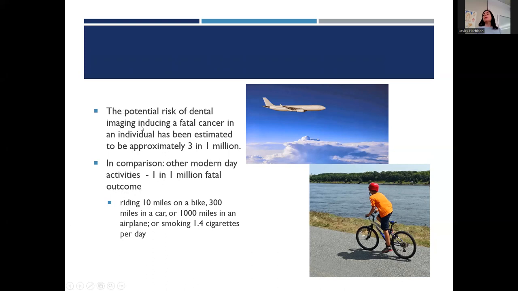The potential risk of dental imaging. So here's the risk that someone was asking about. You were asking about whether you can get cancer. The risk of inducing fatal cancer in an individual has been estimated to be approximately 3 in 1 million. You might go, oh my gosh, there's even a risk that we could induce fatal cancer? But in comparison, other modern day activities have an even higher chance, 1 in 1 million, if you ride your bike for 10 miles, drive in a car for 300 miles, ride in a plane for 1,000 miles, or smoke one and a half cigarettes per day, roughly. All of those things have a higher risk than taking a dental x-ray, and people gladly do all of it. So it gives them some perspective.